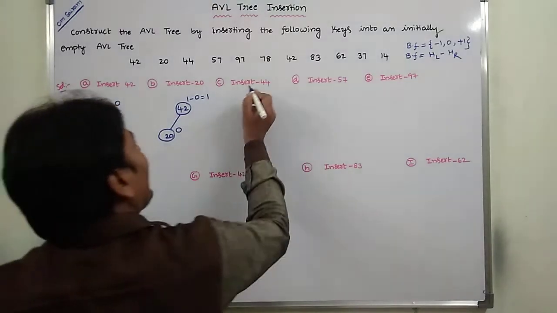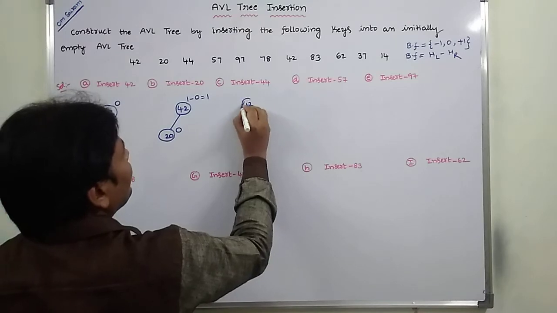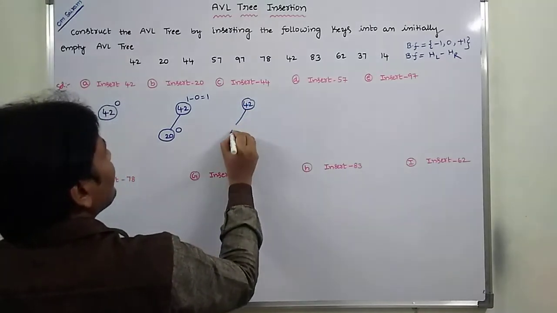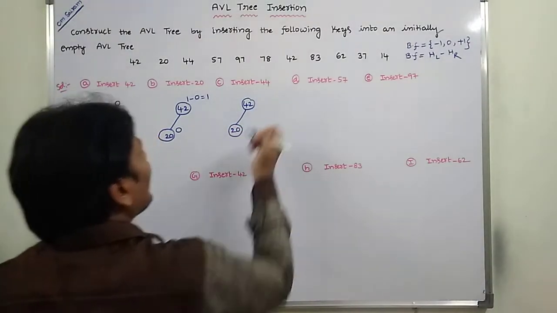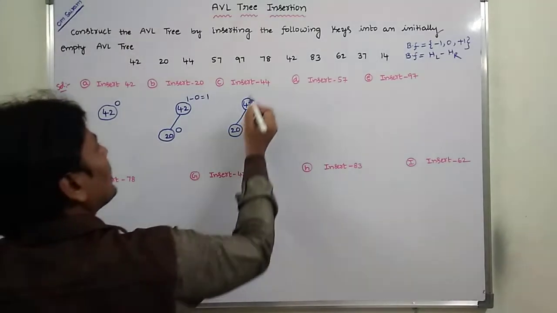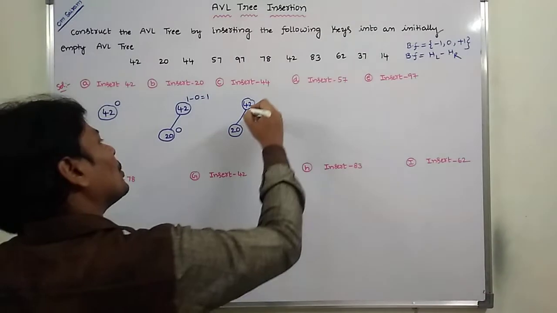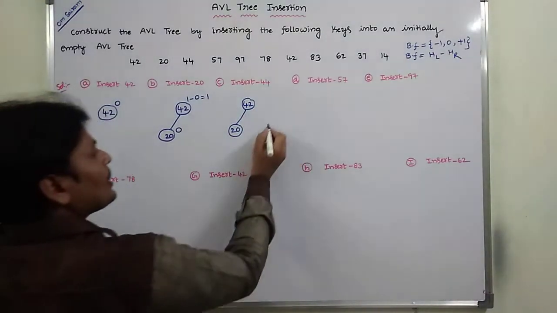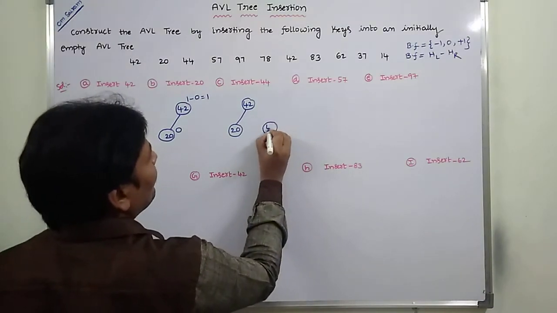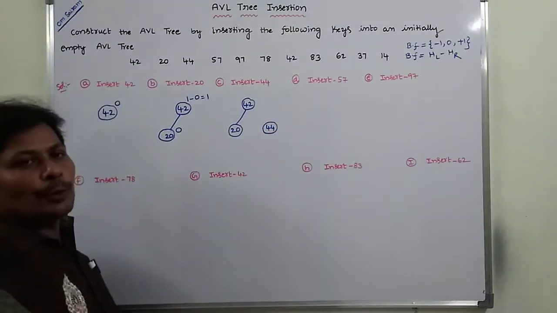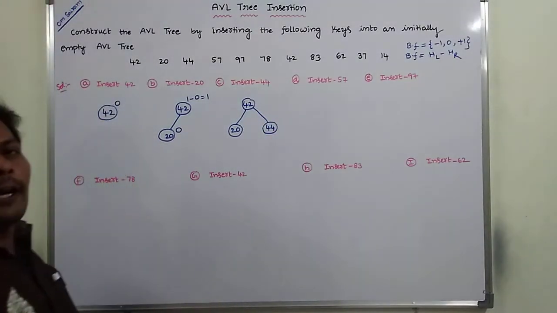Okay. Now next we are inserting element 44. Before inserting element 44, the existing AVL tree is this one. Now we have to insert 44. 44 is compared with 42. It is greater, so now go to the right subtree. The right subtree here is empty. Now we have to create a node 44 and insert the value into that node. And 44 is the right child of 42.